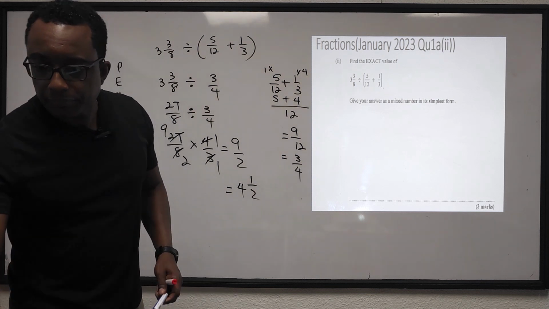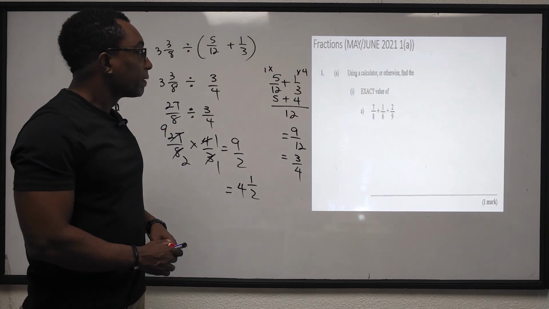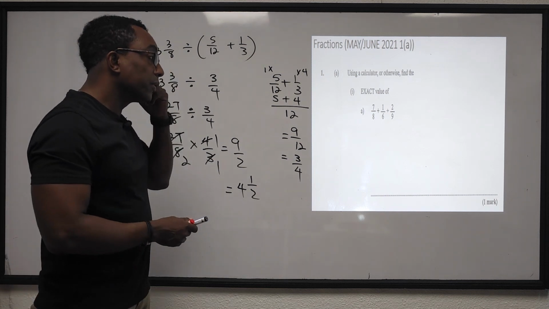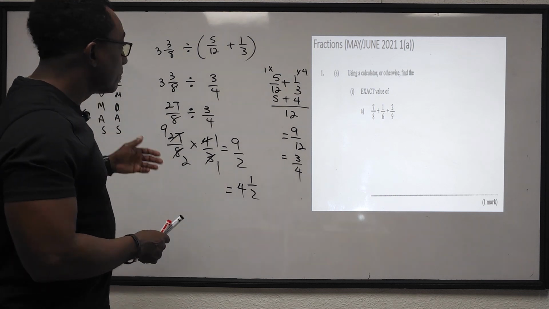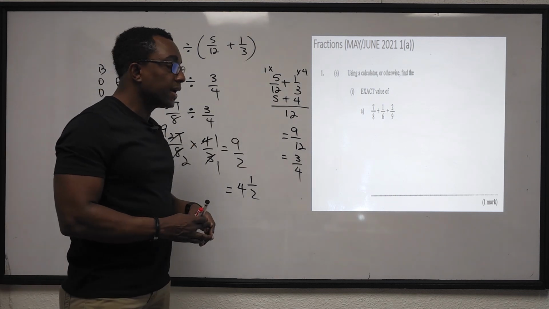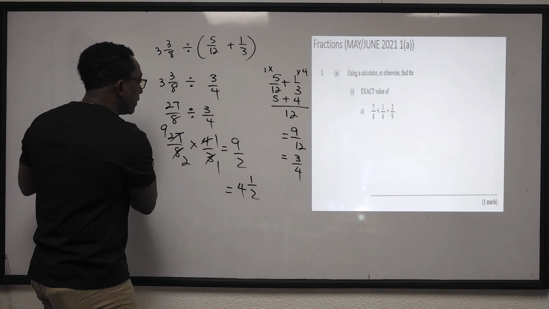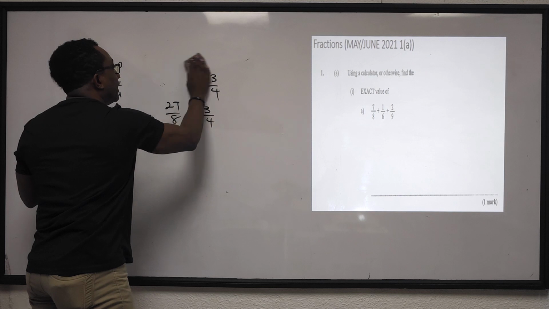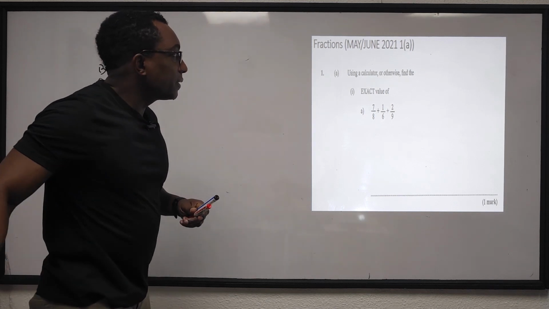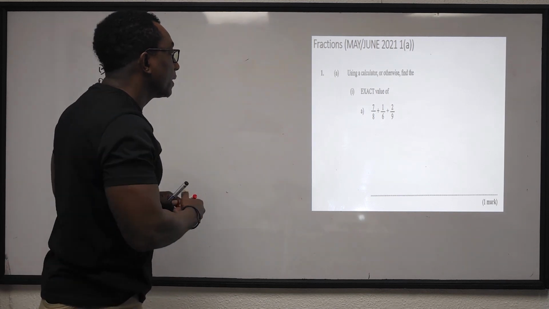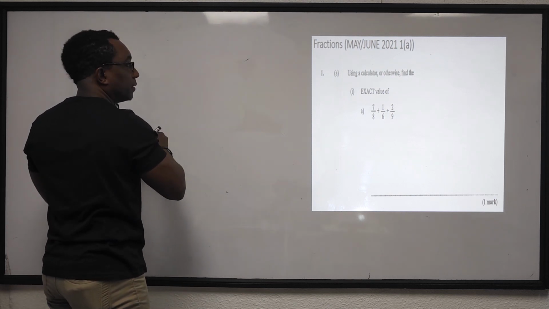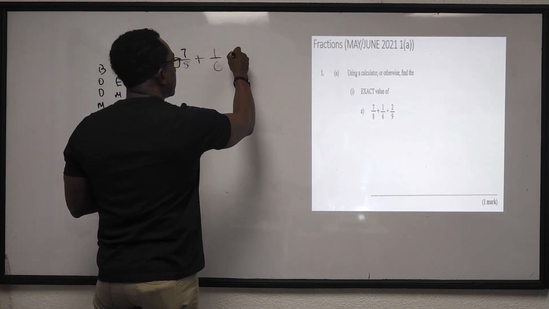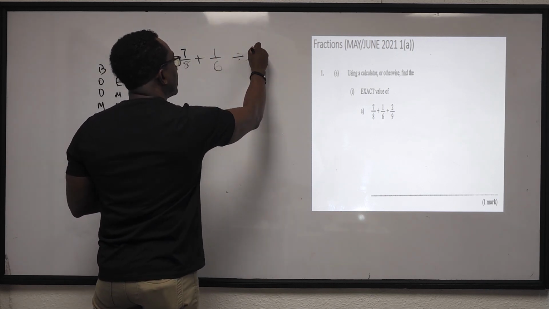Let's look at the second question. Again, without using a calculator, find the exact value. Of course, we're going to apply our rules of BODMAS or PEMDAS to help us to solve what we have here. So let's get into it. Again, looking at the order of our operations, we have 7 over 8 plus 1 over 6 divided by 2 all over 9.